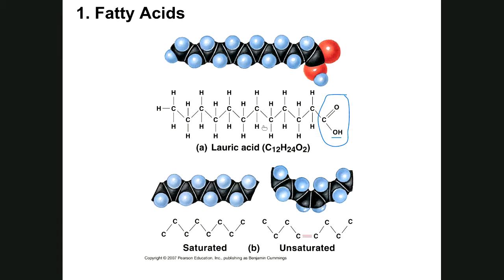Notice this here. There are many different types of fatty acids. This is one of the smaller ones, or if you want to call it, shorter ones. Look at its molecular formula. It's known as lauric acid. This is a fatty acid. Look at the molecular formula.